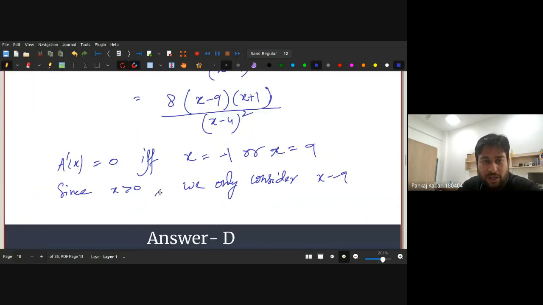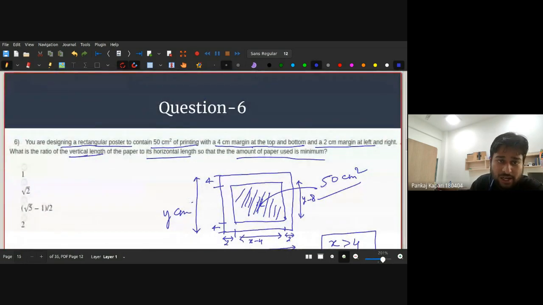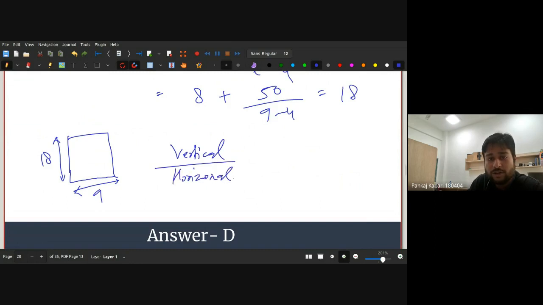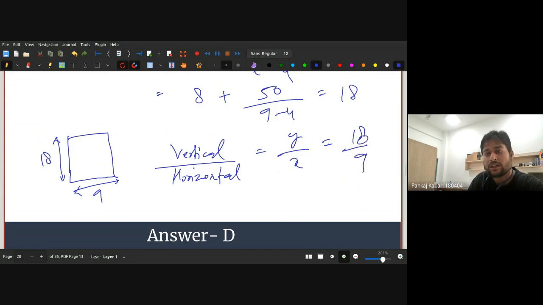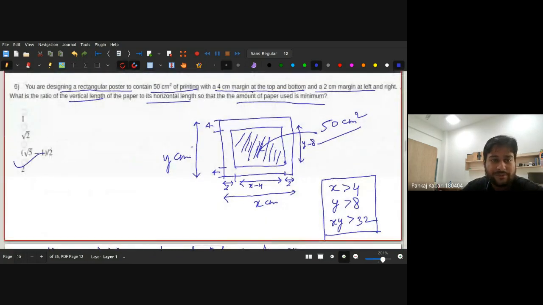And what we are asked is the ratio of vertical length to the horizontal length. So we have to find the ratio of vertical and horizontal length. Vertical was y and horizontal is x. So y was 18, horizontal was 9, so the ratio is 2. This last option is correct.